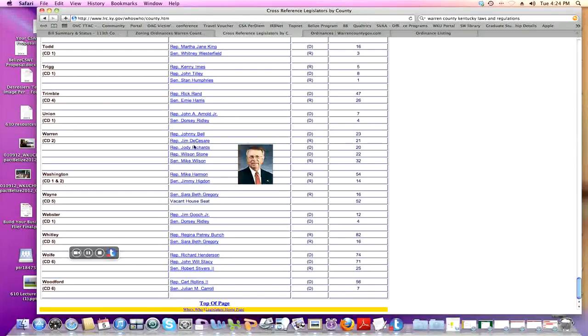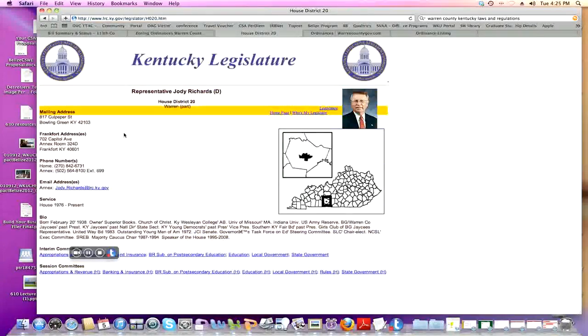Now, if you wanted to learn more about, say, Jody Richards, you would click on Jody Richards. You would then have his Frankfort address. You would have his home phone number. His number at the Annex is his office when he's there at the Capitol doing legislative action, which is where he will be when we go next week. Here's his mailing address if you'd like to mail him any information or maybe a letter, which I hope you do. Mail him your fact sheet so he'll have that information. Here's his email. You might want to email Jody. Here are the committees Jody's on. They're listed here. Here are the session committees that he's currently on this session.